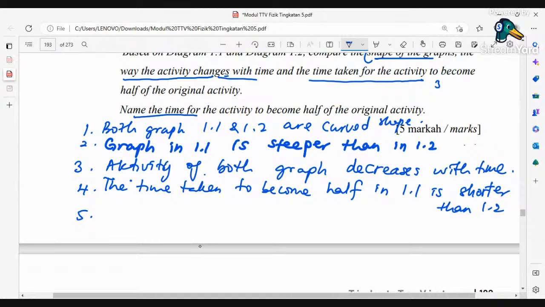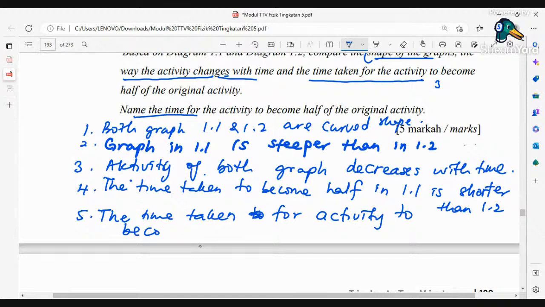So the last mark, name the time for the activity to become half. So the time for the activity to become half is known as half-life. Okay, nampak 5 markah, 5 point.